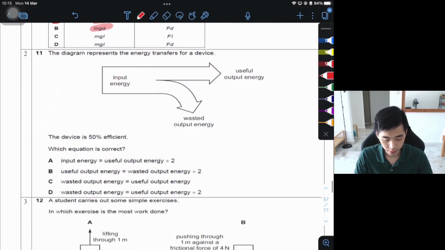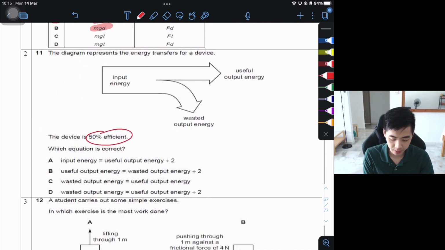Then question number 2 here, the diagram represents the energy transferred for a device. The device is 50% efficient. Which equation is correct? Input energy equals useful energy. This is not logical. Useful output energy equals wasted energy. This is not logical as well. Wasted output energy equals useful output energy. This is possible since it's 50%, right?